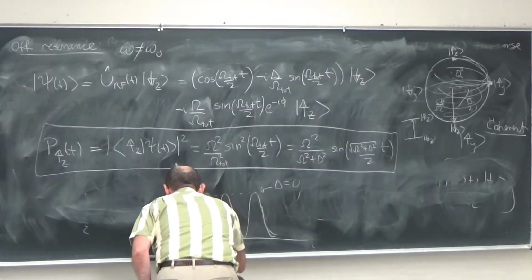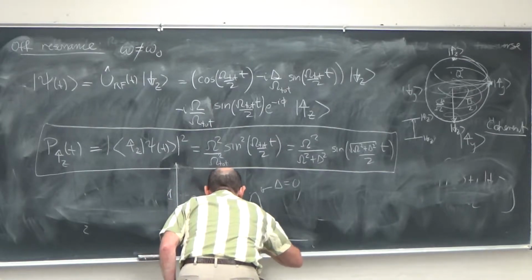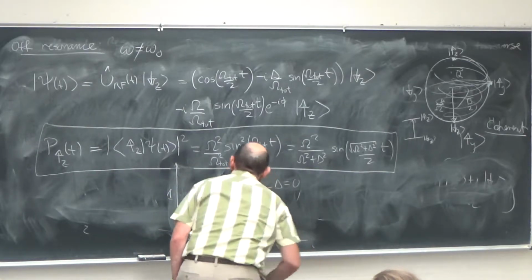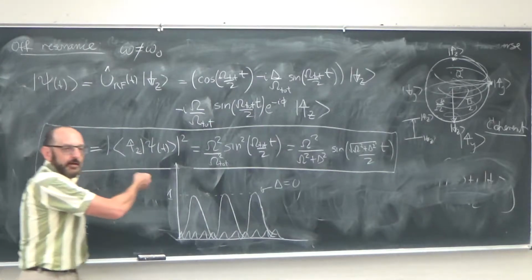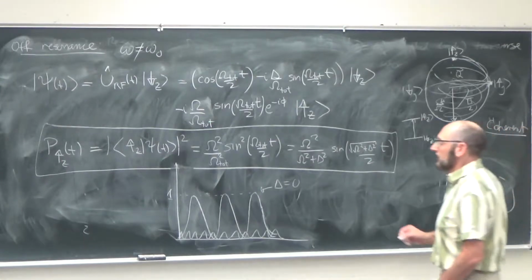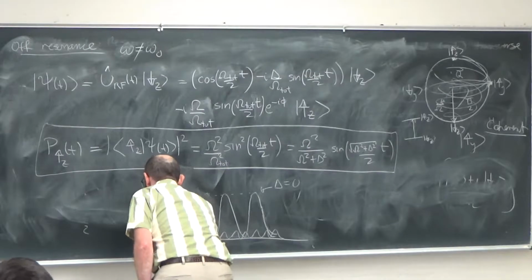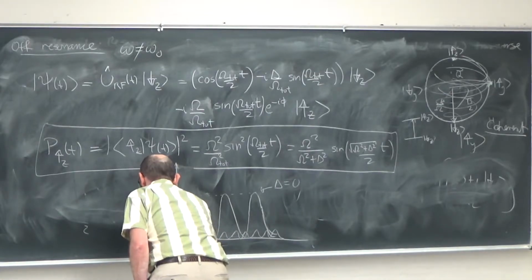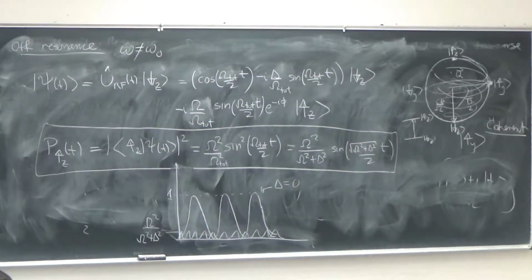But for delta bigger than 0, it's either blue or red. It doesn't matter. It only depends on delta squared, right? And the maximum that this gets to is the ratio. How do you understand that on the Bloch sphere?